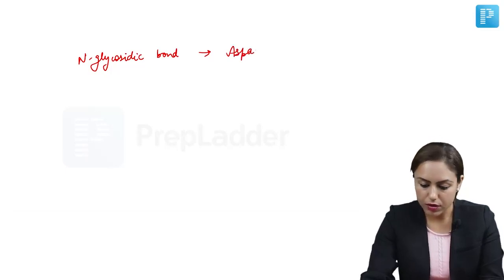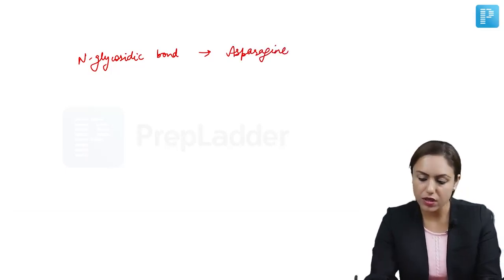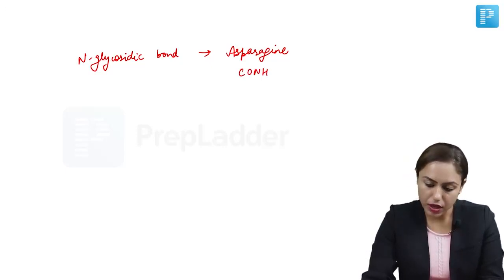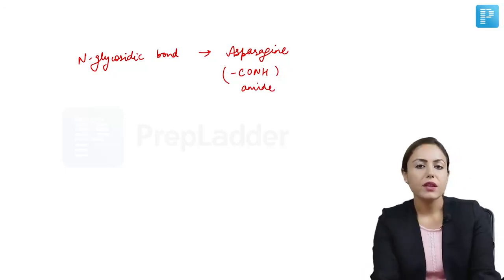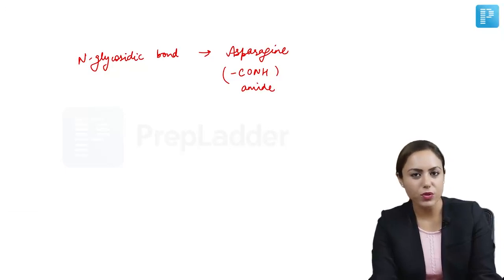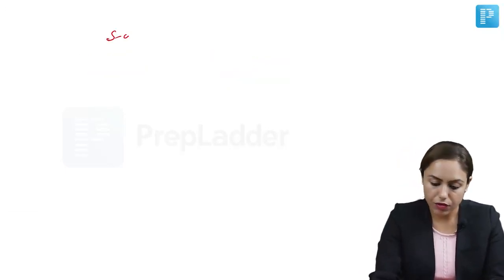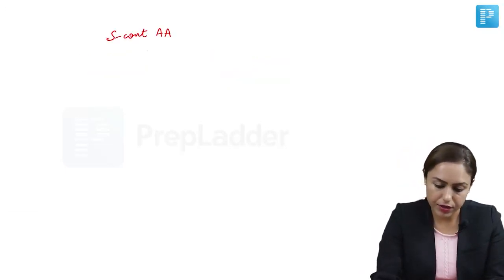So, here your answer is which amino acid? Asparagine. Because asparagine has CONH, an amide bond, which has nitrogen in it, which will be used for nitrogen bond. Okay. Then next is sulfur containing amino acids.